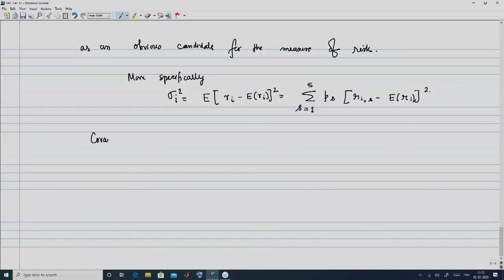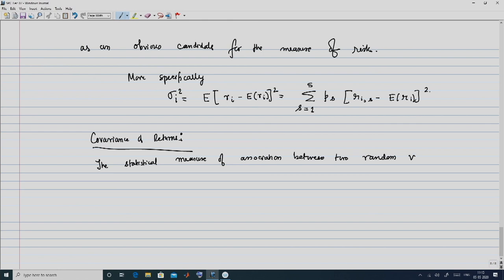So accordingly, we are now in a position to start talking about the covariance of the returns of assets. We start off with the definition of covariance of returns, and I will briefly note down the motivation that I have just discussed. The statistical measure of association between two random variables is the covariance.